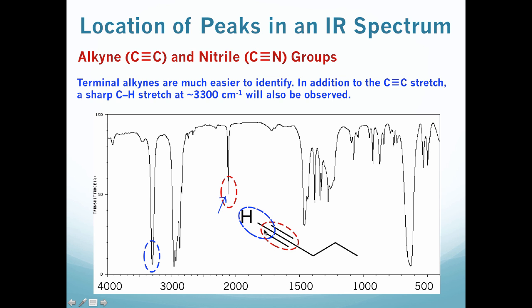But now, because we have a terminal alkyne, we have the carbon-hydrogen stretch. And that's a very diagnostic peak right around 3300 wave numbers. And that's what we see right here. It's much more narrow than an alcohol, so you don't have to worry about getting it confused with the OH. So if you see an alkyne carbon-carbon triple bond stretch as well as an alkyne CH stretch, you could pretty much say that you have a terminal alkyne in your molecule.